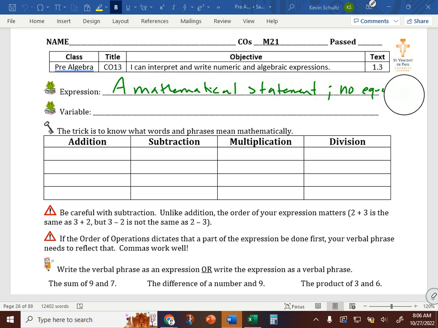Hold on, I can write that better. I forgot how to spell equal for a second there. I'm so relaxed.